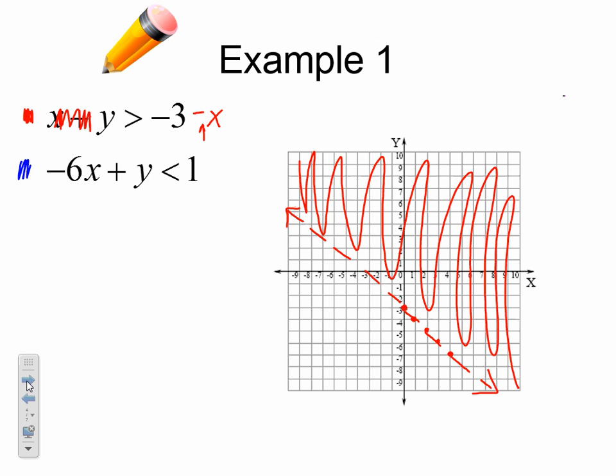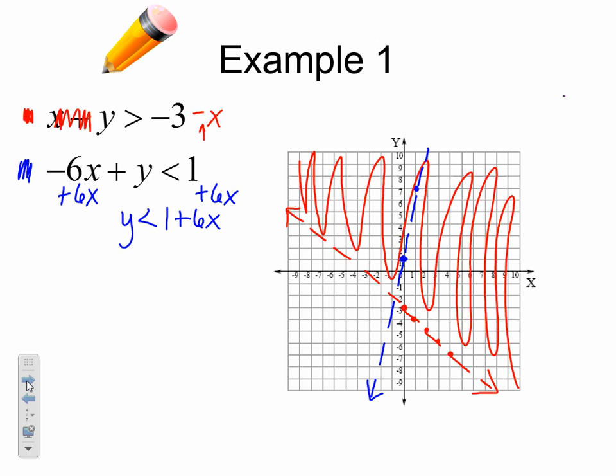I'm going to do that one in blue. I'm going to add 6x to get the y by itself. So then I have y is less than 1 plus 6x, or 6x plus 1, either way. And then I'll go ahead and plot that. So my first dot's at 1. And then I do a slope of up 6 over 1. And this time again, it's a dashed line. Okay, dashed line, and I'm going to shade less than that line.